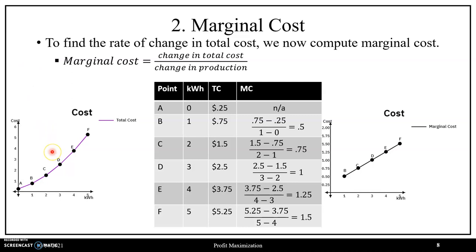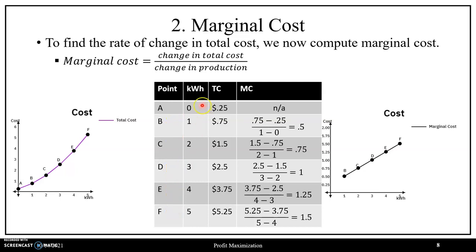So to calculate the slope of the total cost function, we'll need total cost on the left, and we'll need to find its rate of change, which we'll use our table representation in the middle for, in order to calculate our marginal cost curve on the right. So this is going from point A to B, B to C, C to D, D to E, and E to F.